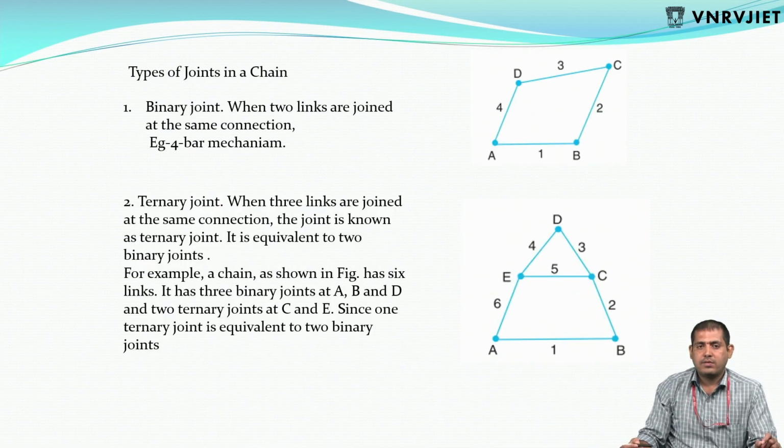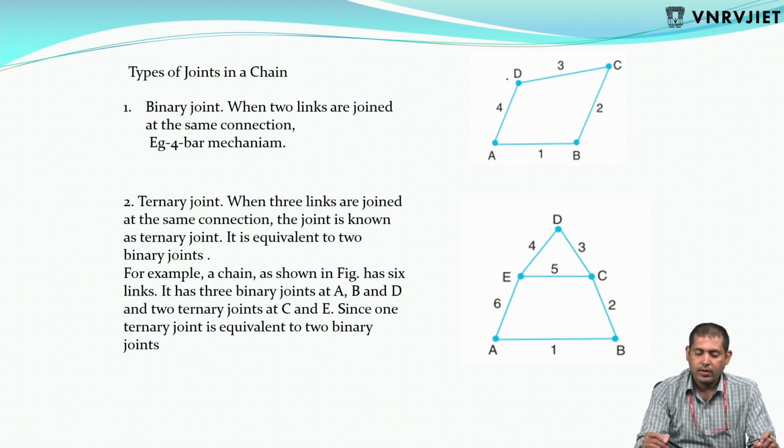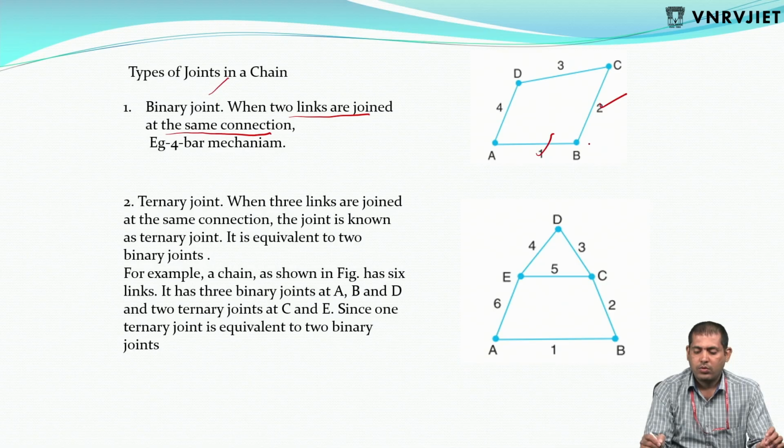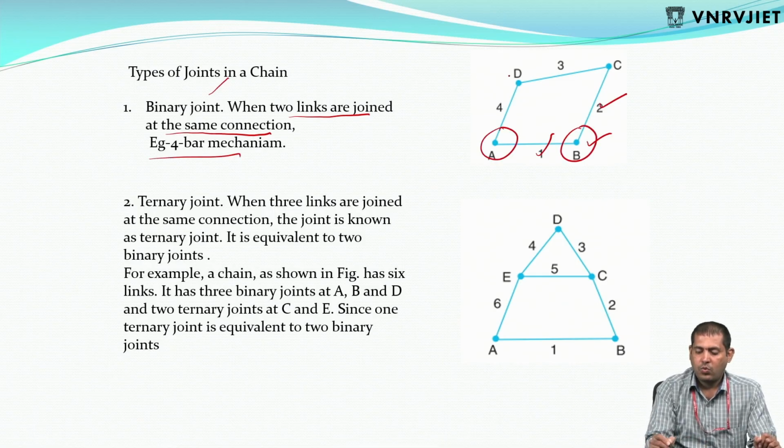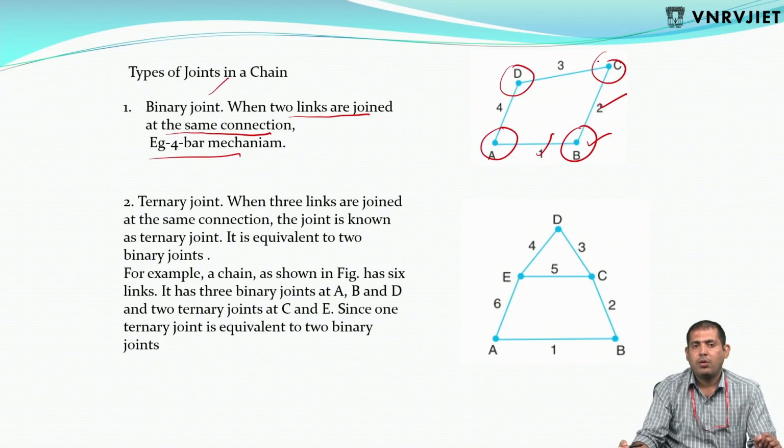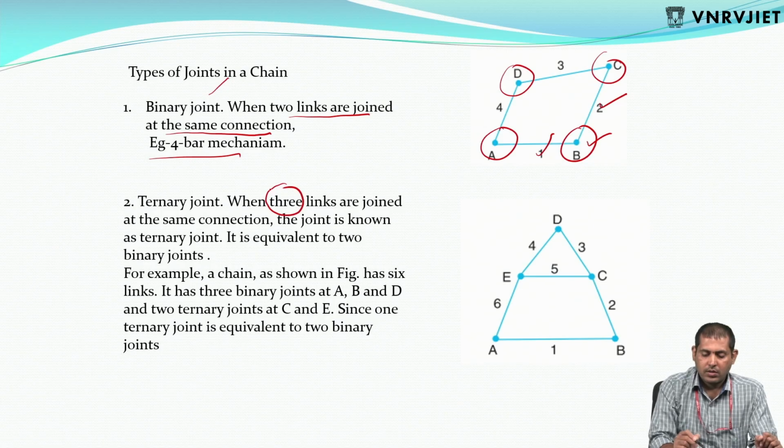Next, types of joints in a chain. Here we are going to discuss these joints. Binary joint: when 2 links are joined at the same connection. For example, links 1 and 2: point B is a binary joint, only 2 connections. Like a four-bar mechanism, 1, 2, 3, 4: 4 binary joints. Now ternary joints: ternary means 3 links are joined at the same connection.